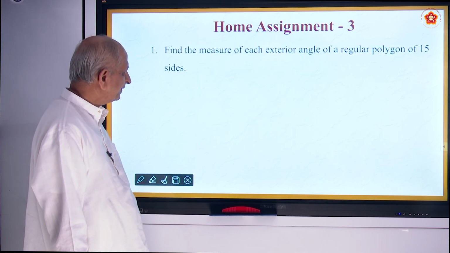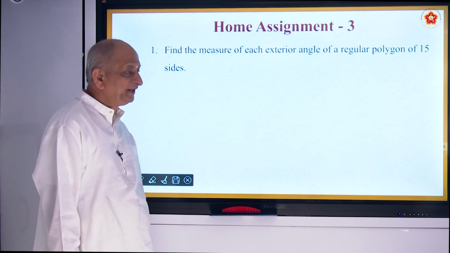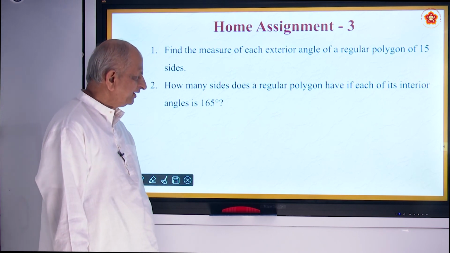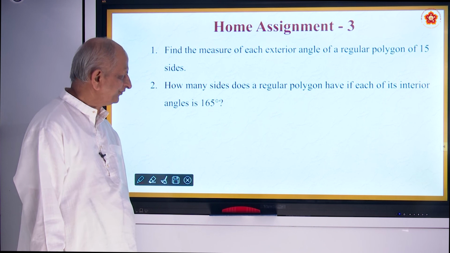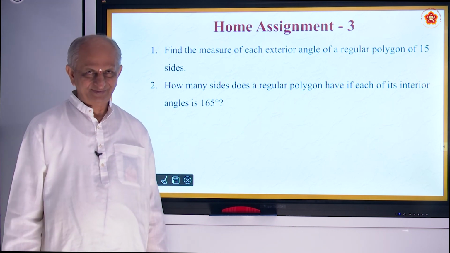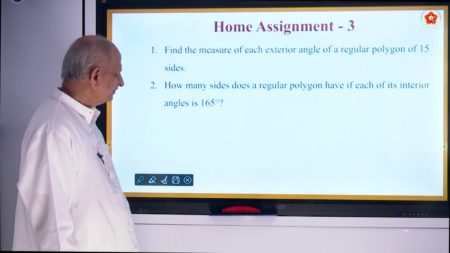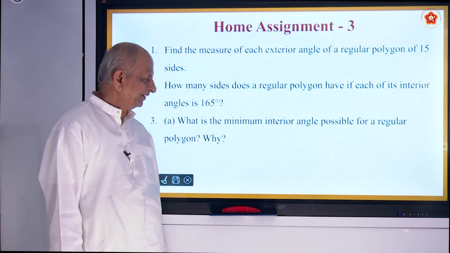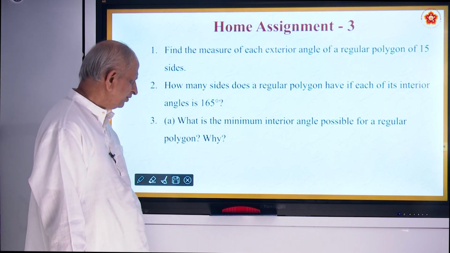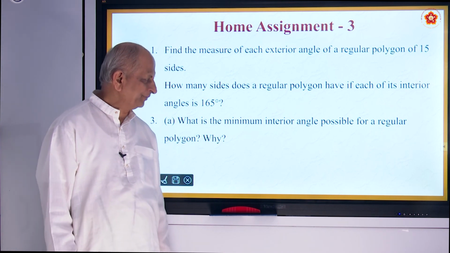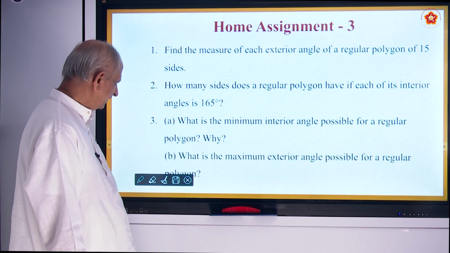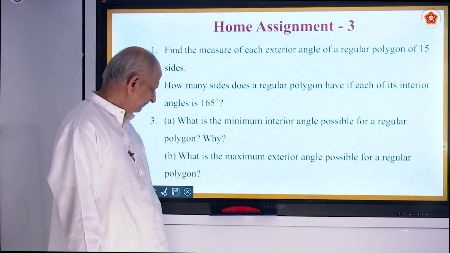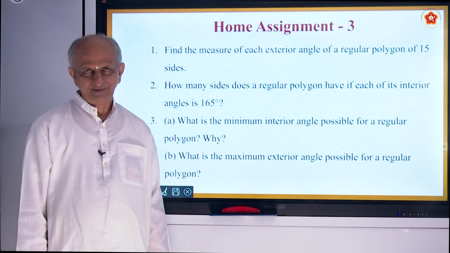First question, find the measure of each exterior angle of a polygon of 15 sides. Then how many sides does a regular polygon have if each of its interior angles is 165? Interior is given. You must find the number of sides. What is the minimum interior angle possible for a regular polygon? Why? Second, what is the maximum exterior angle possible for a regular polygon? That is another question. So come prepared.